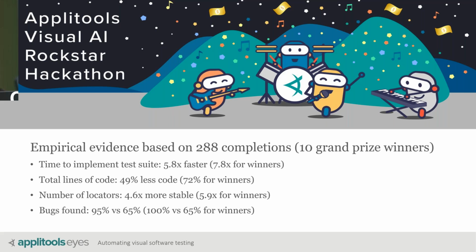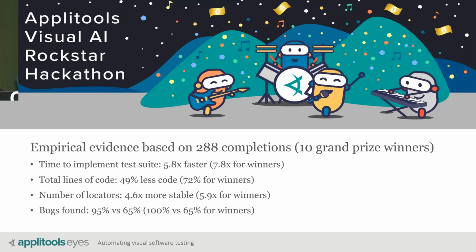In terms of the time it took to implement the test suite, it was 5.8 times faster to complete the tasks with visual AI. And for the winners, it was almost 8 times faster, which is a huge productivity gain. In terms of total lines of code, on average, it took participants half the amount of code to complete the challenge, and the best participants saved 72% of the code. If we consider locators as a source for instability and future maintenance overhead, then on average the tests were 4.6 times more stable, meaning 4.6 times fewer locators were used, and it was 6 times more stable for winners.